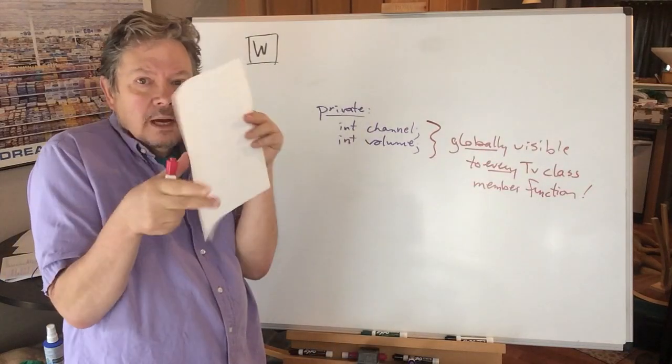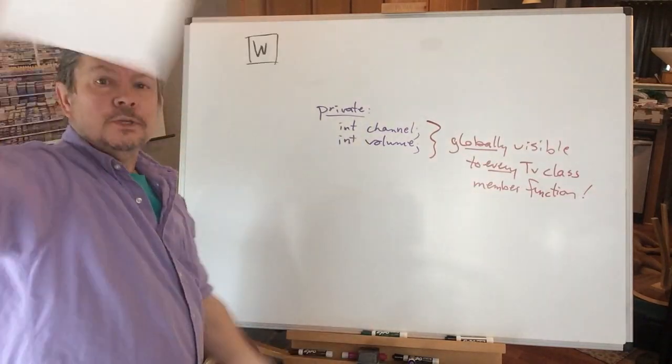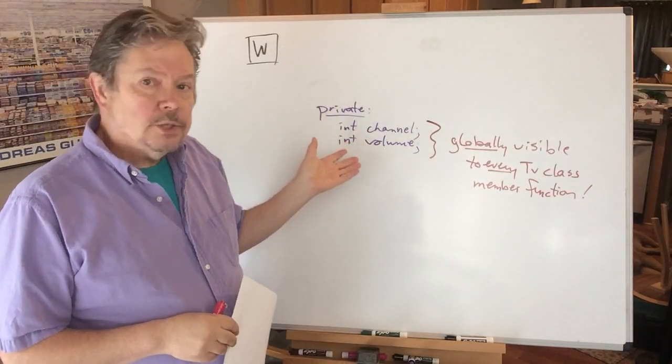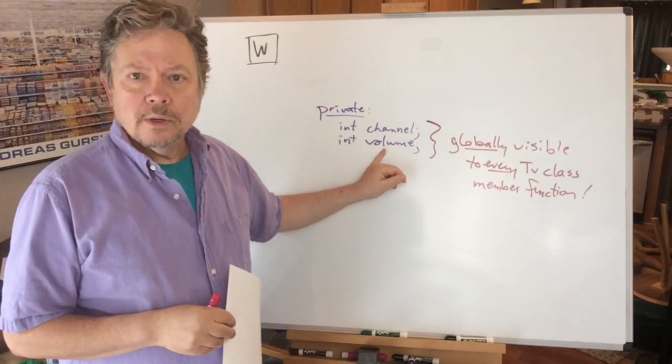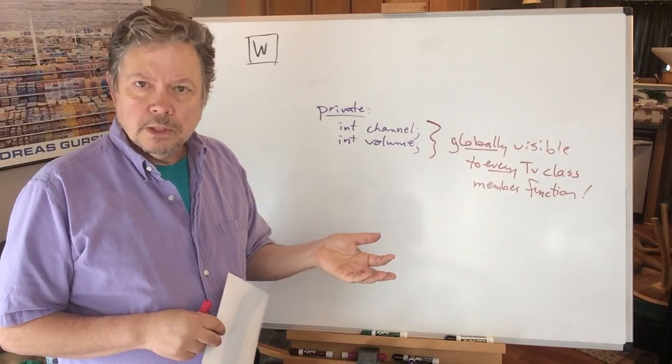Once you get inside the object, once you're inside that private space, then all those functions in there can see what the channel is. Some of them can change it. They can all see what the volume is. Some of them can change that too. And by some of them, of course, I mean the mutators.